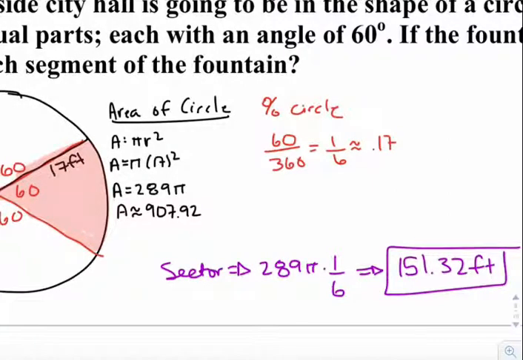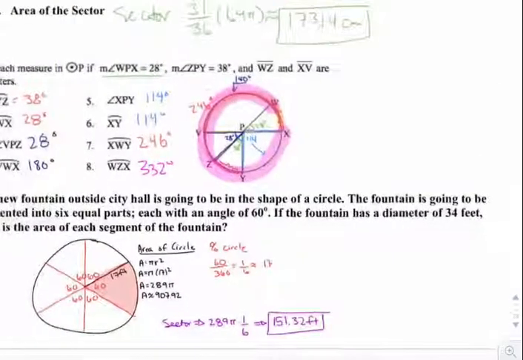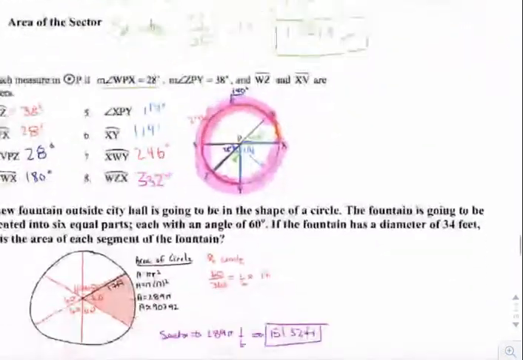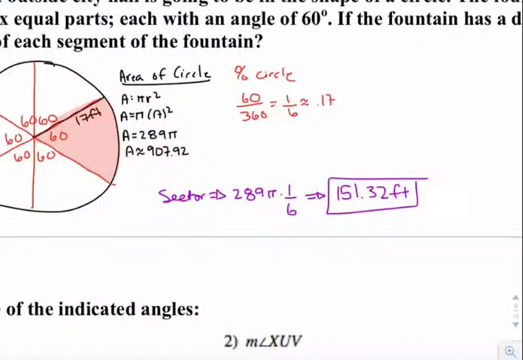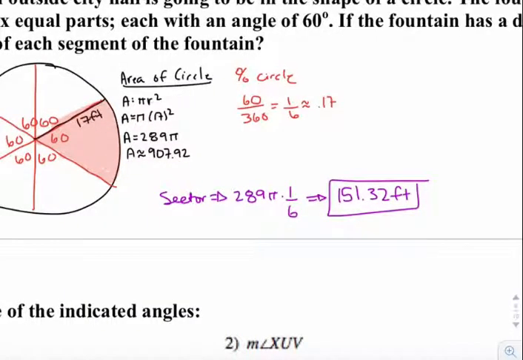Okay, so this is just like the sector problem above. We just want to know the percentage of the sector we need and the whole value, in this case of area. In this case it is also 1/6, so if the whole area is 907, a sixth of that is about 151.32 feet. All right guys, that is part 8.